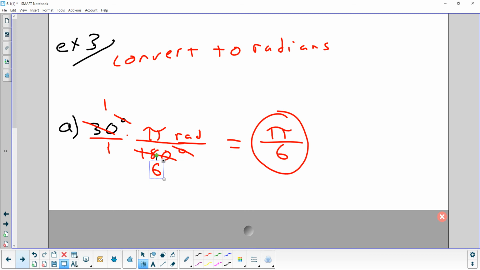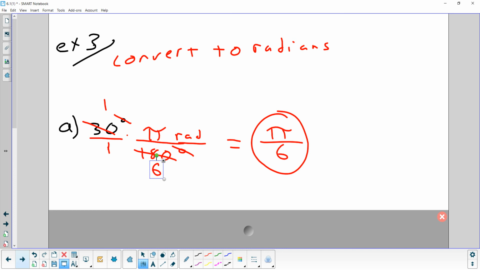Is there anything, when you look at that, that you think I might have forgotten, but I didn't? Or that some people might think I forgot to put? Yeah? Maybe the degree symbol? Well, is that a degree though? No. Well, you convert it to radians, so the degree symbol's gone. So hopefully you wouldn't think that we need the degree symbol, because that's gone. But what else would you think that maybe I forgot, but I didn't? Yep. The radian. Yeah, the RAD.